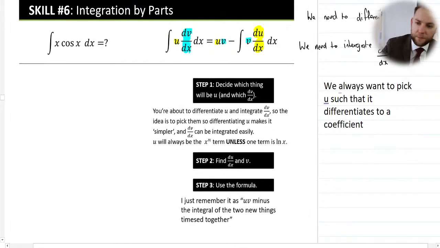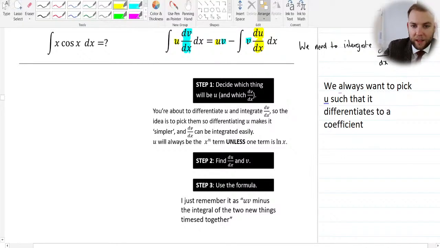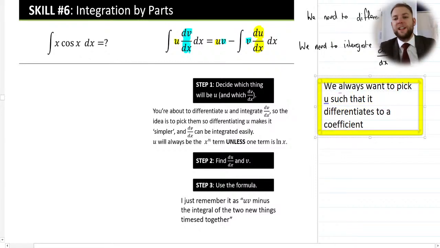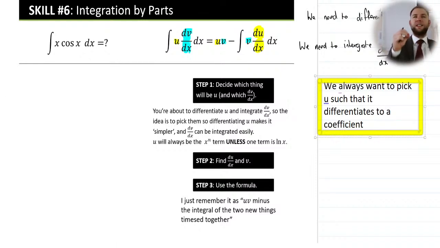Now there is actually a time when this isn't the case, but I'll talk about that a little bit later. It's like a special case of this, but that's important. We want to pick a u such that it differentiates to a coefficient. Now, what do I mean by this? Well, don't forget, if we're timesing two things together, we can either do x times cos x or cos x times x. Those two things are multiplied together.